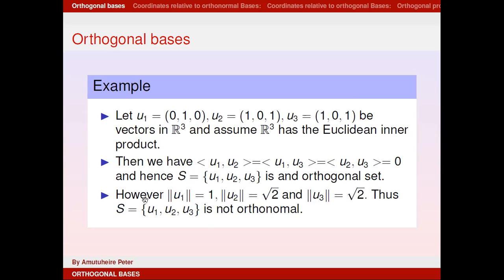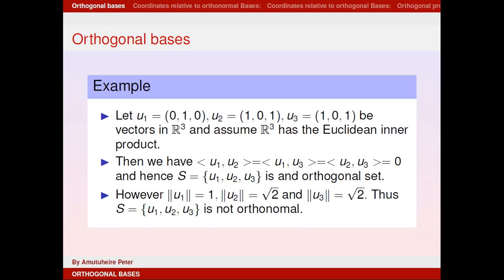However, when you look at the norm of u1, it is 1. How do we get the norm of u1? We looked at how we take the square root of the inner product of u1 with itself. So when we normalize, we get this squared plus this squared plus this squared, under the root. The norm of u1 is 1. The norm of u2 is root 2. The norm of u3 is root 2. That means it is not an orthonormal set. So here we have looked at an example of a set which is orthogonal but not orthonormal.